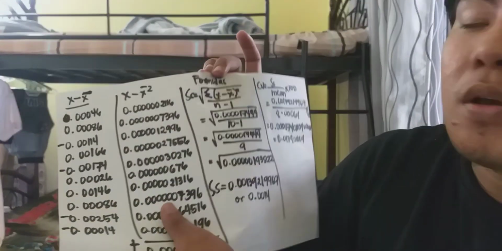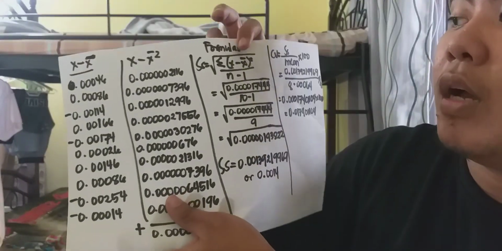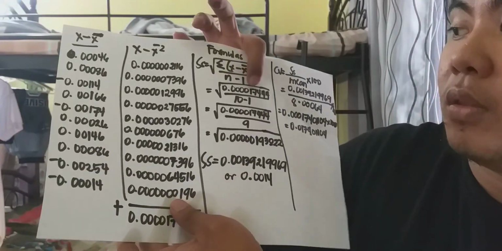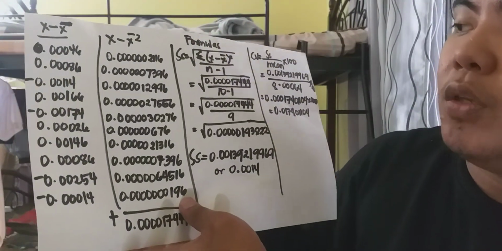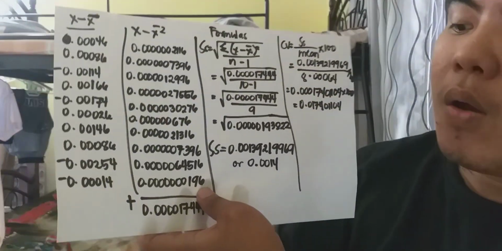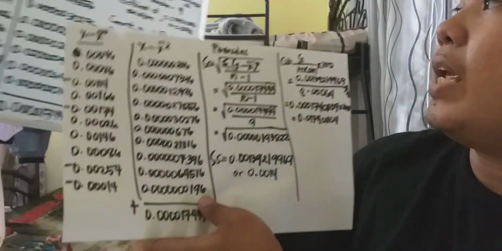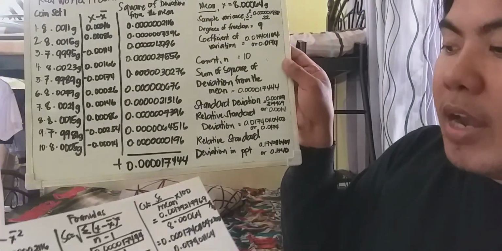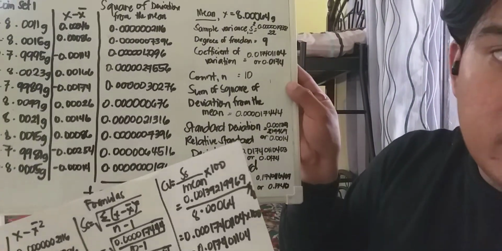0.00001744. This is what you solved earlier, the sum of the square of the deviation. So, the count is 10, minus 1. That would be our degrees of freedom. This 9 is our degrees of freedom, everyone.